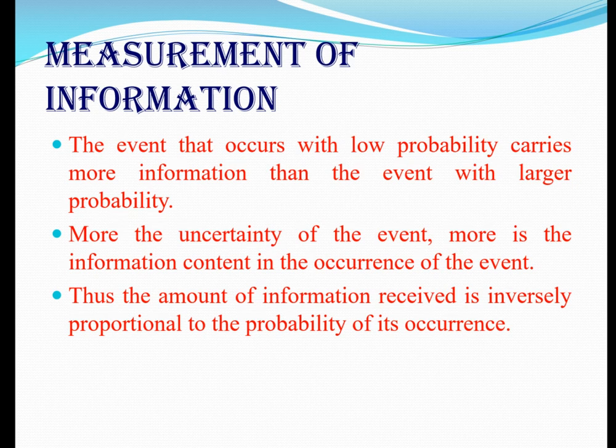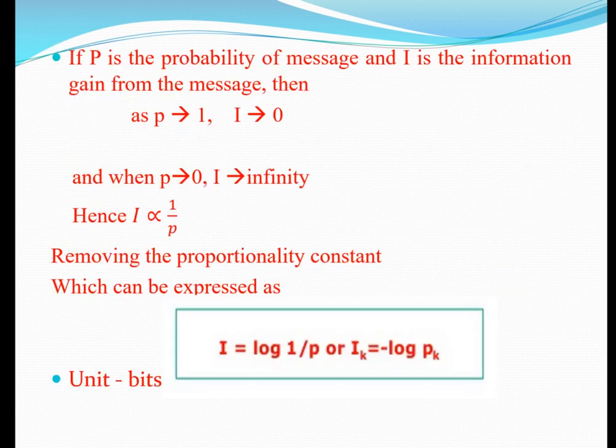But what about the information in this particular event? What if this event happens? If this particular event happens, the information content is going to be very high. So what is the relationship between information and probability? The information and probability are inversely related. In the first case, where the sun rises in the east, the probability is 1, but the information was 0. In the second case, where the sun rises in the west, the probability is 0, whereas the information is very high. So information and probability are inversely proportional.